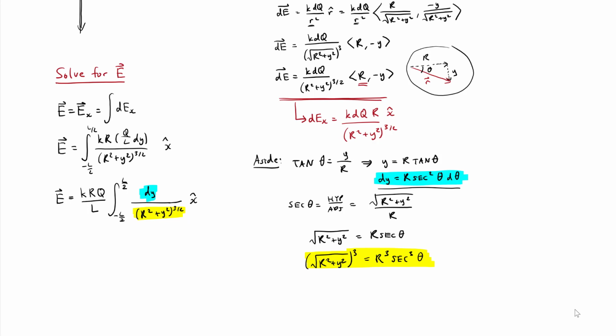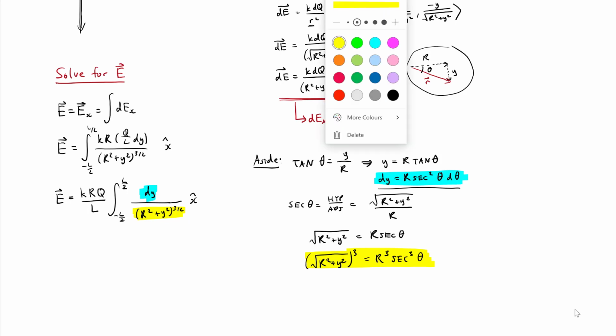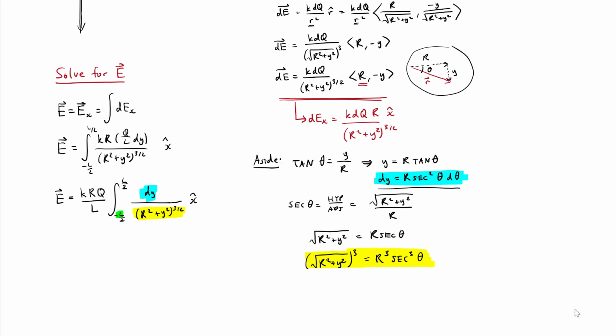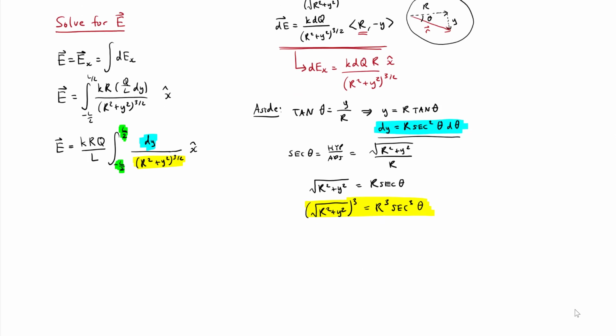We're not done, because there's one thing we've forgotten to change, and it's these boundaries. With these boundaries, we're just going to temporarily say that negative L over 2 is going to be changed to theta 1, and L over 2 is going to be changed to theta 2. We're just going to leave it there for now, and then we'll be able to figure it out in a bit. So let's make our changes.